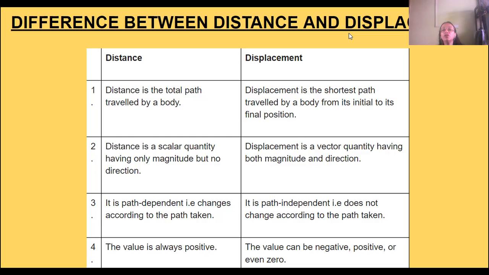Now, the value is always positive in the case of distance. The distance value is always positive, but in displacement, the value can be negative, positive, or even zero. It is zero when there is no displacement, that is, when the body comes back to the same point. There is no shortest distance, no? So that's why the displacement will become zero at that time.